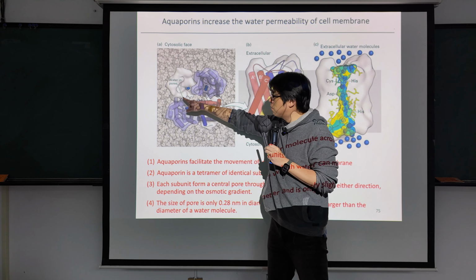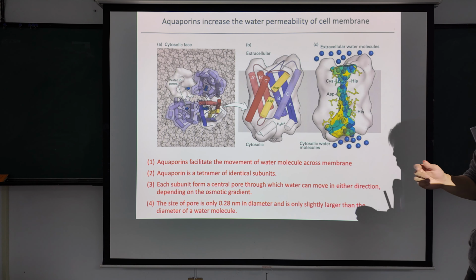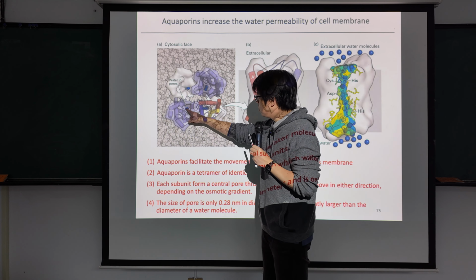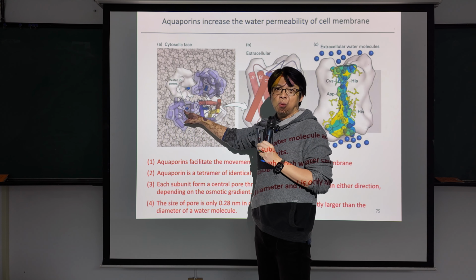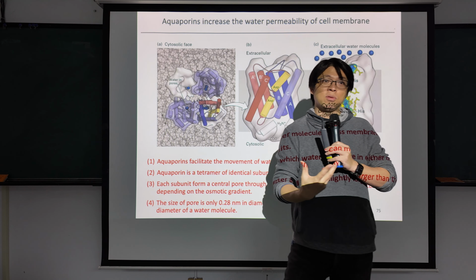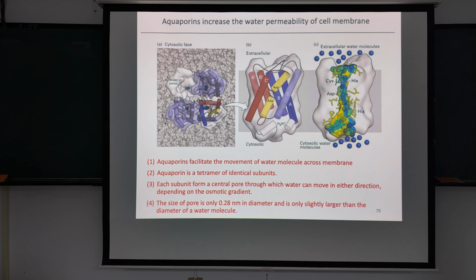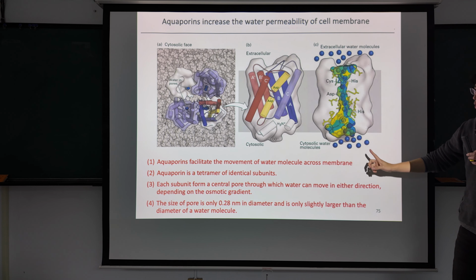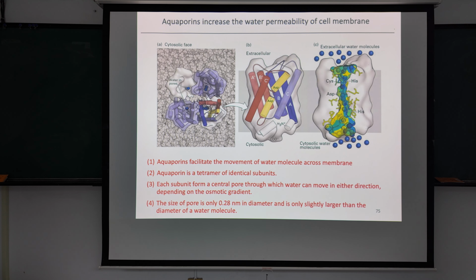aquaporin, and they usually work with four aquaporins together. We call it a tetramer. So from the top view, this is the tunnel. Each monomer has one tunnel, so the whole complex will have four tunnels for the water to go in and go out. And osmotic pressure decides whether the water will come from here to there or the other way. It's not the electrochemical gradient, it's osmotic pressure.